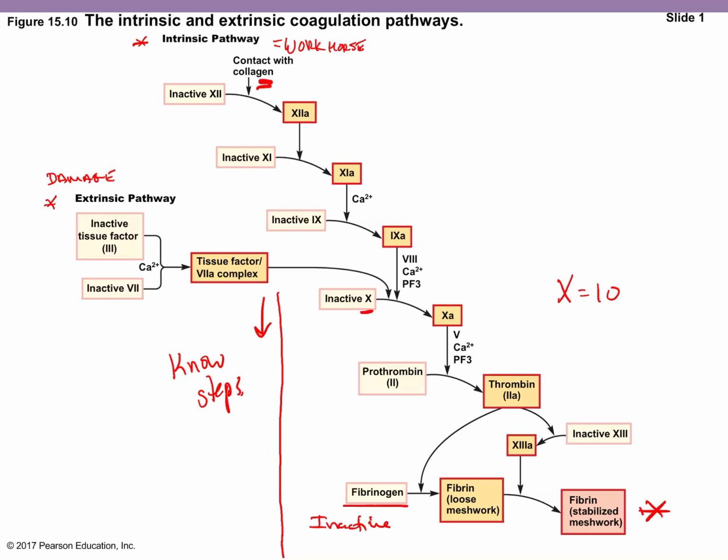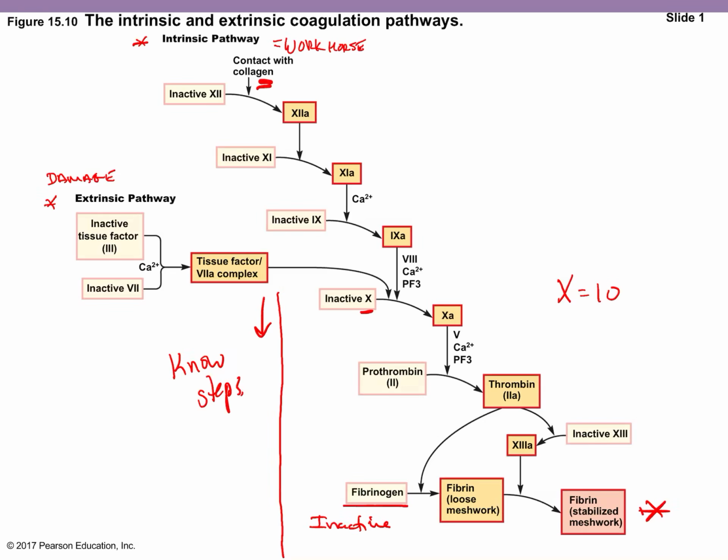Okay, so they're both activated when there's damage, but the extrinsic pathway happens very quickly, and it takes a little bit of time for the intrinsic pathway to happen, because you can see it's a little bit longer. So two pathways: one is very quick when there's damage, the extrinsic, and one is longer, but it's actually the more robust pathway. They're both going to converge onto factor 10.